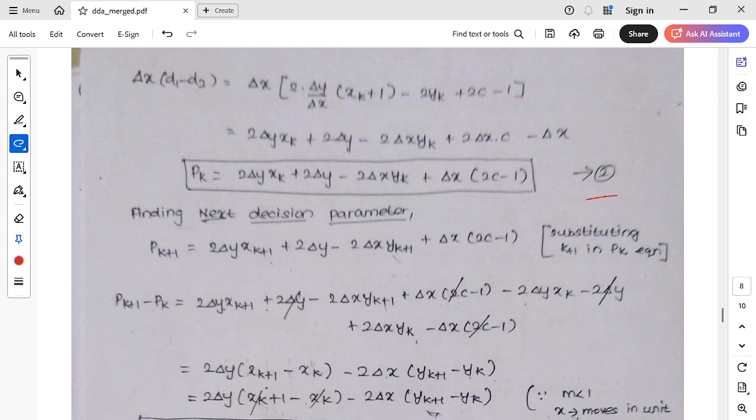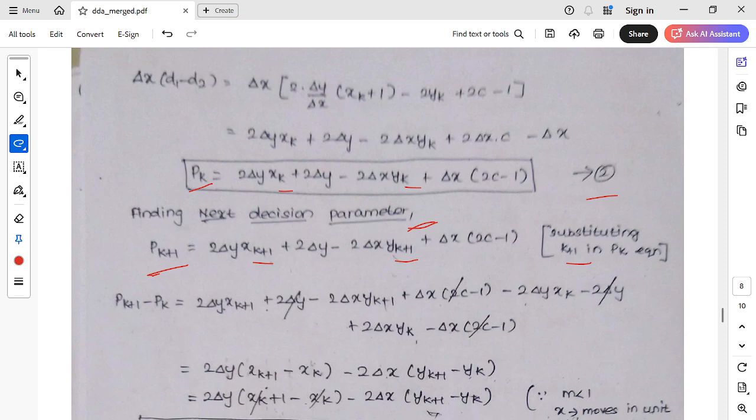Okay, so the next step is to find the next decision parameter. The initial parameter will be pk, so the next decision parameter will be pk plus 1. In equation 2, I'm going to substitute k plus 1 in the pk equation. Wherever I have this k, I'm going to substitute it with k plus 1. In this way, I'm going to find the next decision parameter.